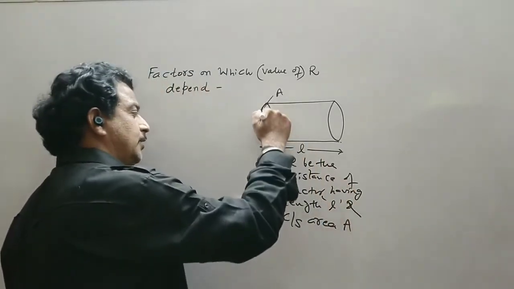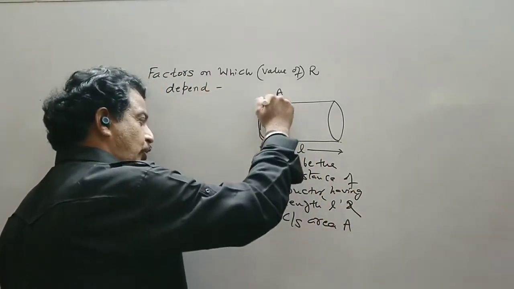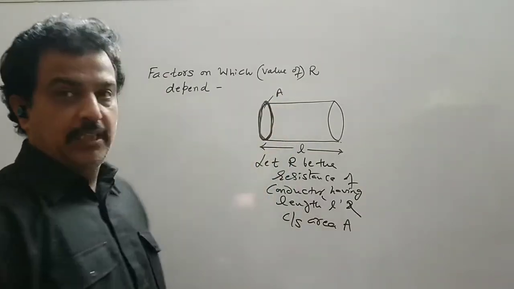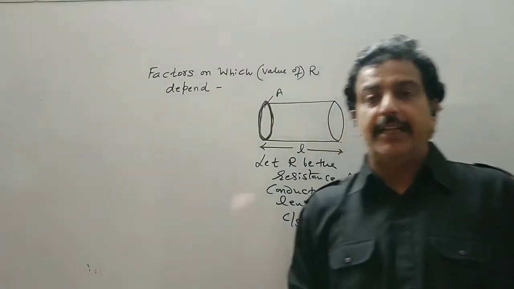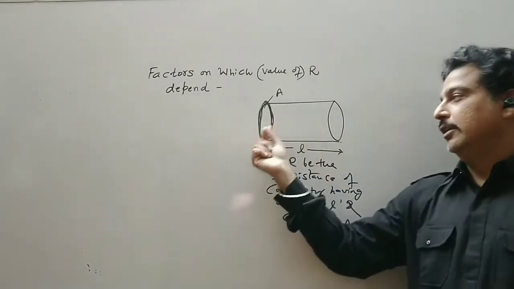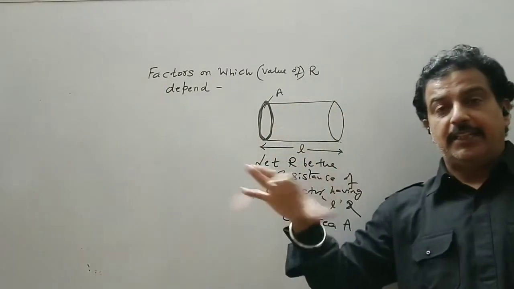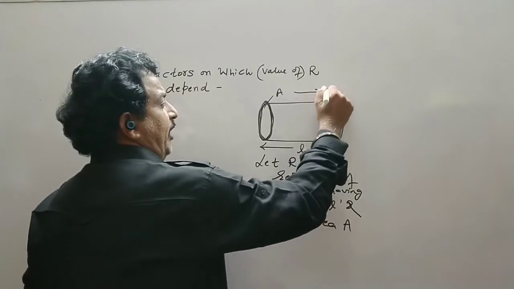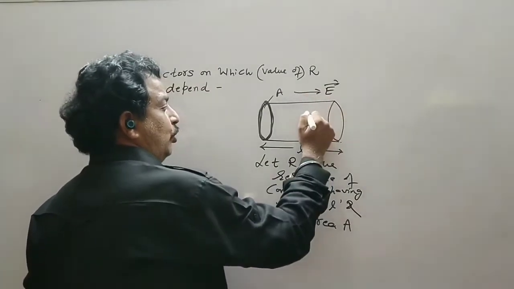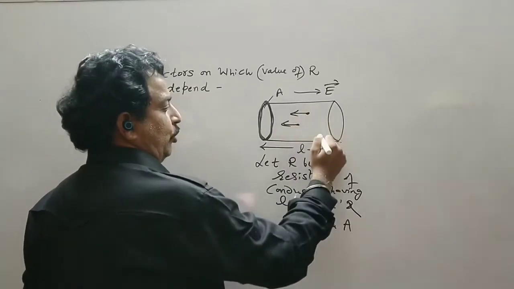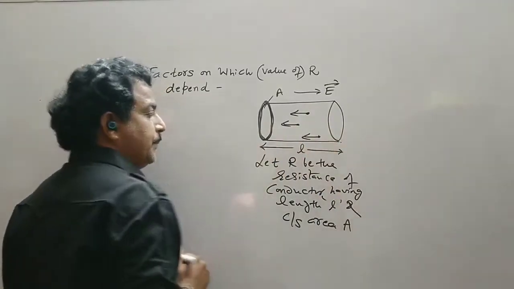See, the resistance will depend on this cross-section. The broader the area, the less will be the resistance. The narrower or smaller the area, the more will be the resistance. Suppose the electric field is in this direction, so electrons always flow opposite to the direction of the electric field intensity.